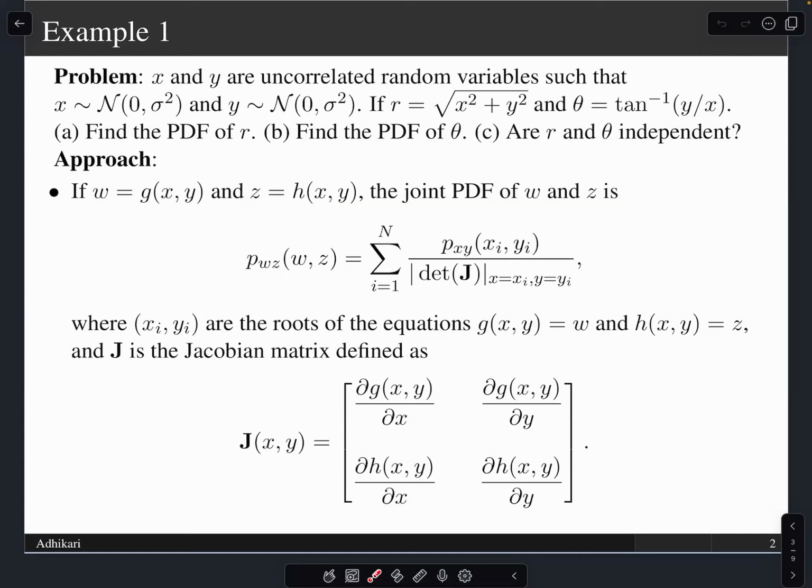So we have to plug in the solutions for x and y in the joint PDF. And then we also need to evaluate a matrix J, which is called the Jacobian matrix, defined as shown here. It's a matrix of first derivatives. And then we need to take the determinant of that matrix, find its magnitude, and plug in the expressions for xi's and yi's.